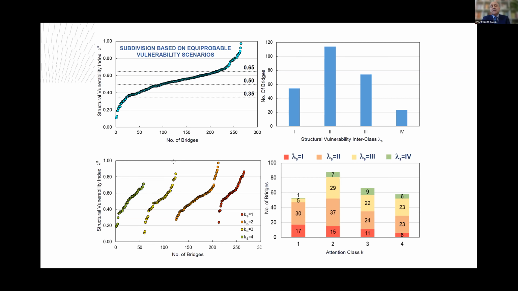And you can see that situations of very low or very high vulnerability are less frequent than those of intermediate vulnerability, and the intermediate intra-classes are the most populated. And in this way, the risk prioritization is much more effective, and the 16 levels work well for the investigated sample.